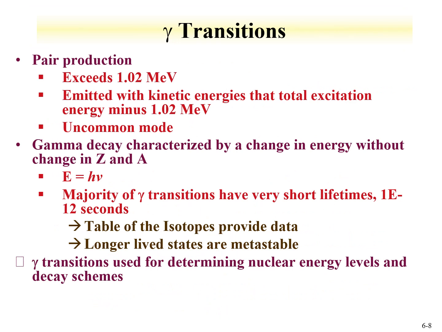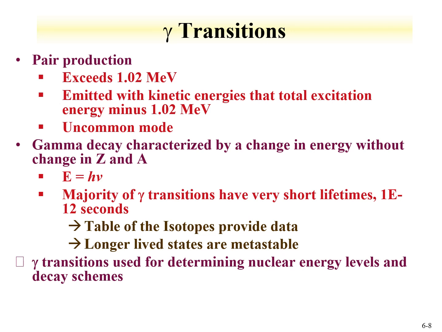So for some of these transitions, we've already discussed gamma decay or the photon emission. Let's talk about pair production, where the energy exceeds 1 MeV. This is a relatively uncommon mode. We'll discuss some routes in which it's achievable. The emitted particles have kinetic energies that total the excitation energy minus 1 MeV. So this 1 MeV goes into producing both a matter electron and an antimatter positron.